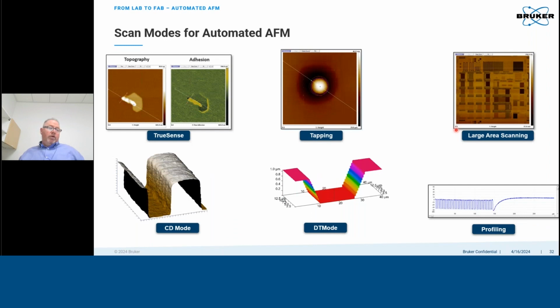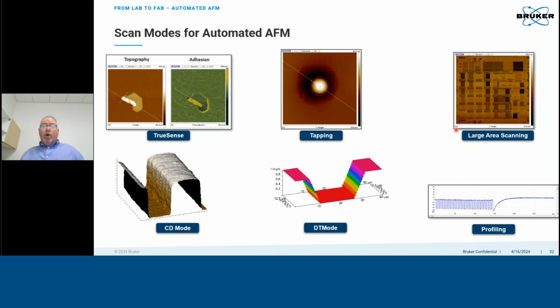So there are 6 main modes that are available on the Insight AFP platforms. These are TrueSense. TrueSense is peak force tapping that has been optimized for automated AFM operation. So the fundamental feedback way that peak force tapping works is the same for TrueSense. It's just a slightly easier and reduced parameter set to enable greater ease of use for fully automated run.